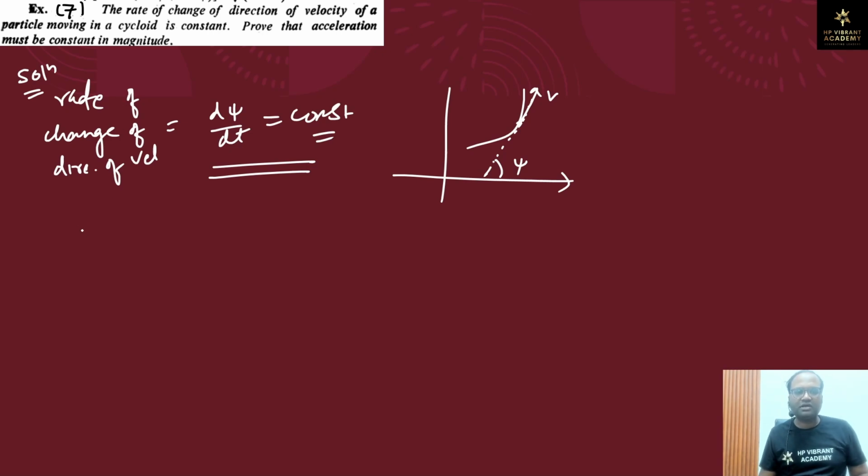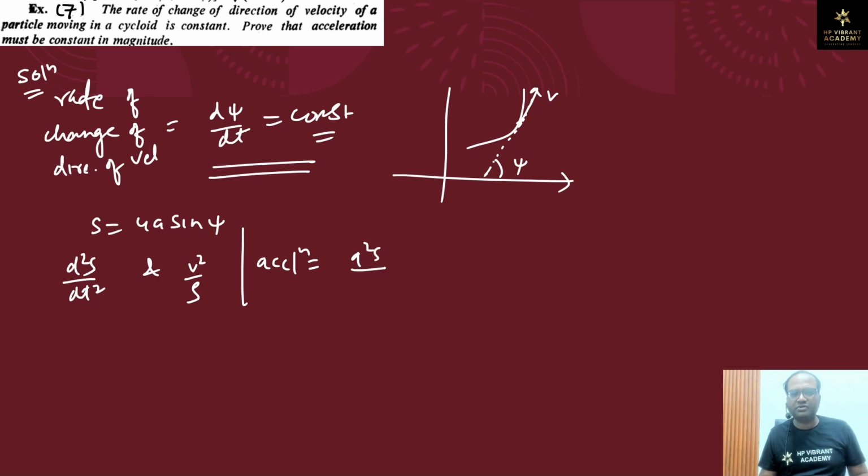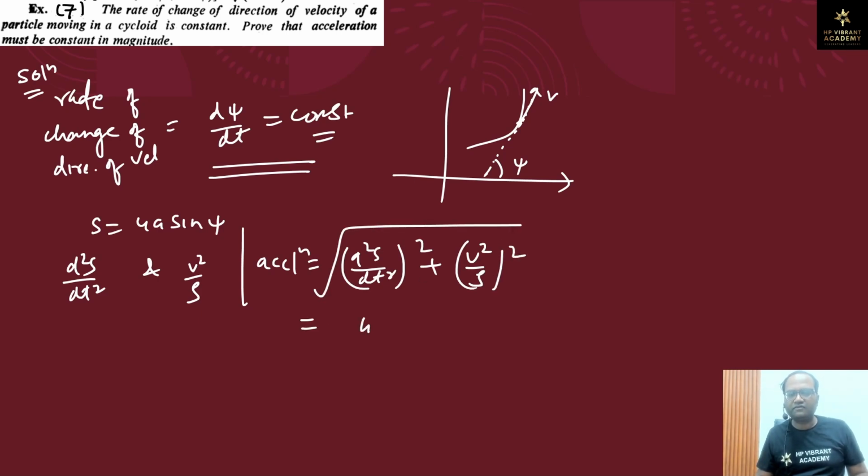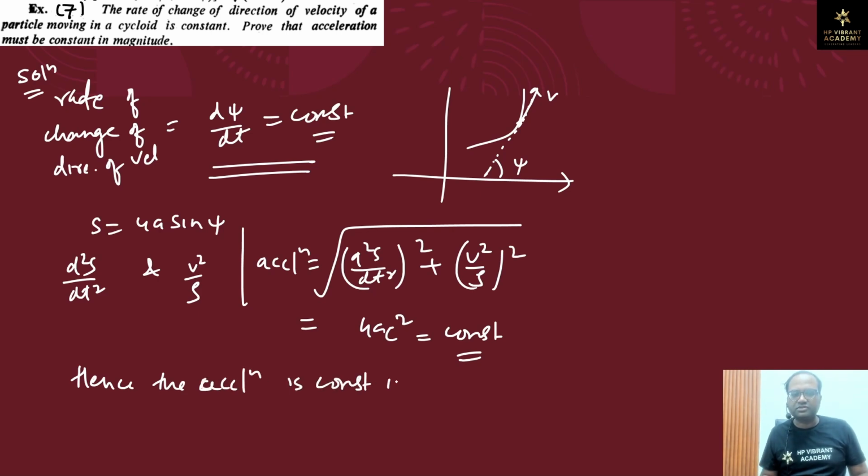Since it is a cycloid, the intrinsic equation of the cycloid is s is equal to 4a sin psi. So we have to find d2s upon dt square and v square upon rho. Then acceleration is equal to the square root of (d2s upon dt square) whole square plus (v square upon rho) whole square. On simplifying this, we will get 4ac square. This is equal to constant. Hence the acceleration is constant in magnitude.